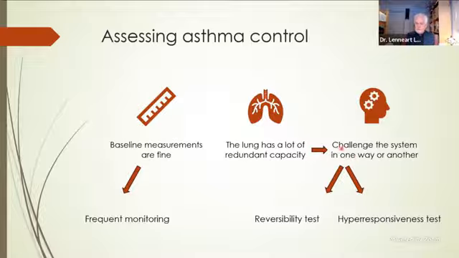So the trick is to challenge the system in one way or another. And essentially there are two ways of doing this for lungs. Either you try a reversibility test, a bronchodilator test, or the other way is to constrict the lung, doing a hyperresponsiveness test. So these are the three ways of doing it: baseline, reversibility and hyperresponsiveness test.